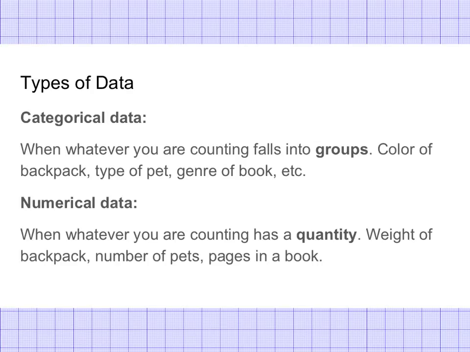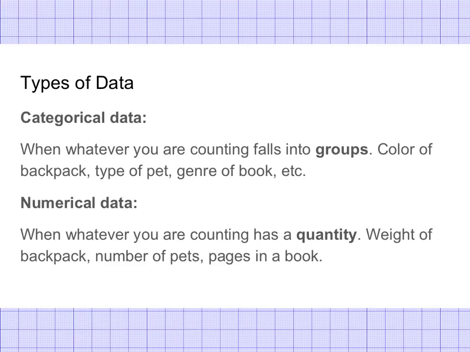So we know that there are two types of data that you might display when you're working with statistics. The first one is categorical data. Categorical data is when whatever you're counting falls into groups. So like how many people have a red backpack versus a green backpack. You're still counting up people, but the categories are groups. How many people have dogs, how many people have cats, how many people have birds, etc.